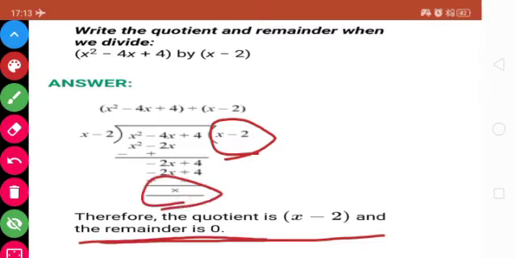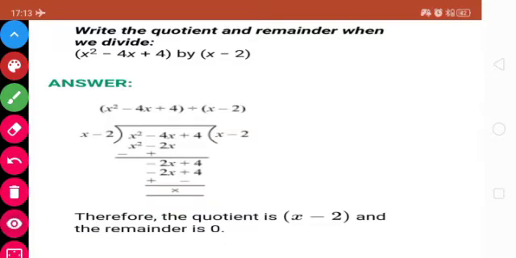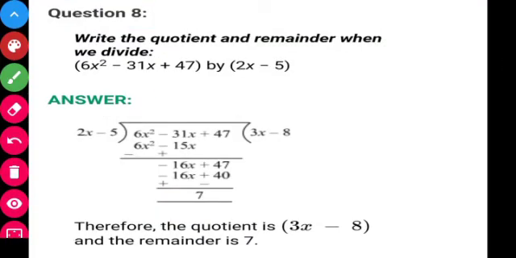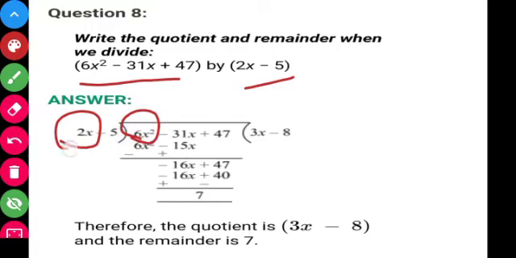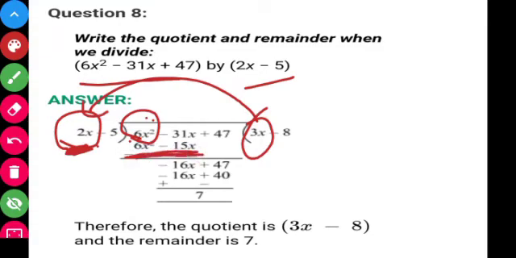Okay, now come to the next question. Write the quotient and remainder when this is divided by this. So again, divide: the first term is 2x and here 6x square. So how many times will it divide? 2 here and 6 here, so 2 threes are 6, and x and x square. Okay, so that means in 3x times. So 3x into 2x minus 5 will be 6x square minus 15x.